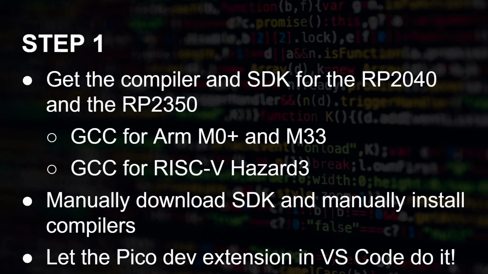That means you're going to need a compiler for the ARM cores, the M0 Plus and the M33, and you're going to need a separate compiler chain for the RISC-V cores. Now, you can manually download the SDK and manually download those compilers, or you can let the Pico dev extension in VS Code do it for you, and I've talked about that in a previous video.